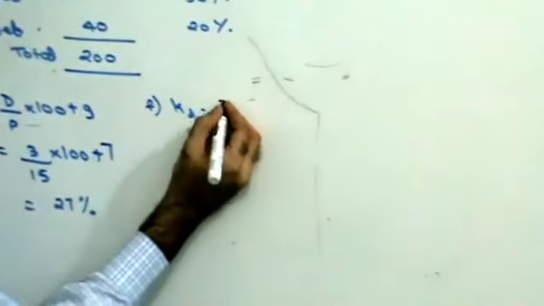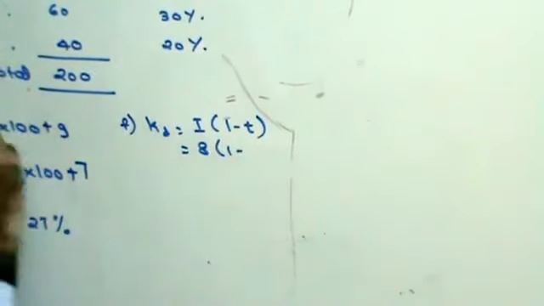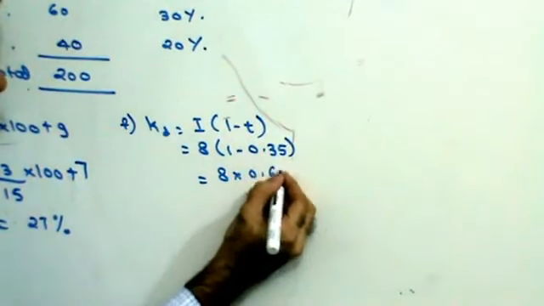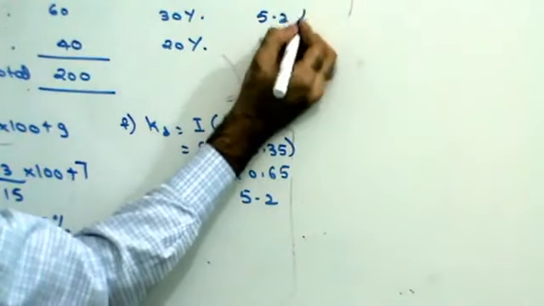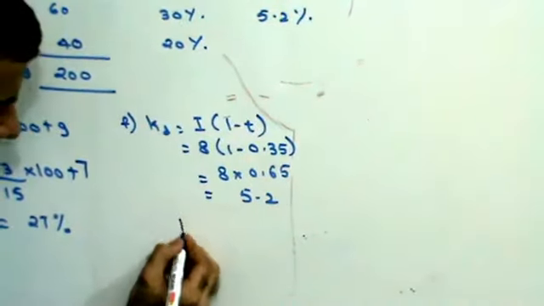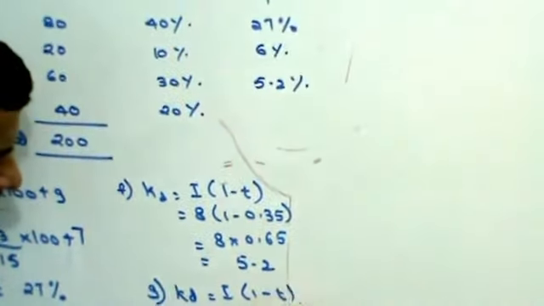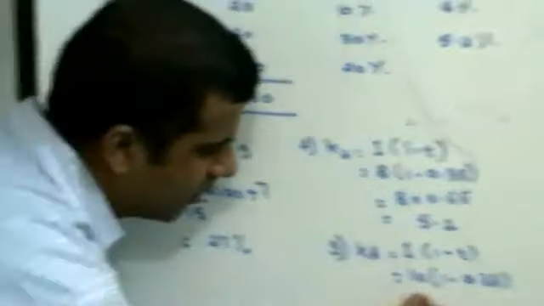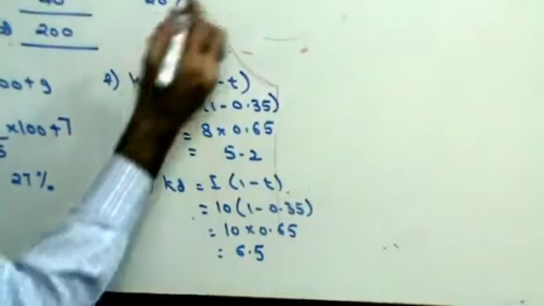Let's find out cost of debentures. I into 1 minus tax. Interest rate I into 1 minus tax. Tax is 0.35. 8 into 0.65, which is nothing but 5.2. So this will remain 5.2%. And cost of the other debenture, KD is I into 1 minus tax. Here the interest rate is 10%. So 10, 1 minus 0.35, 10 into 0.65, which is 6.5%.